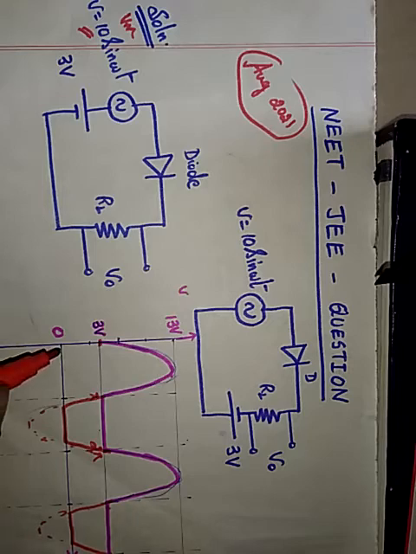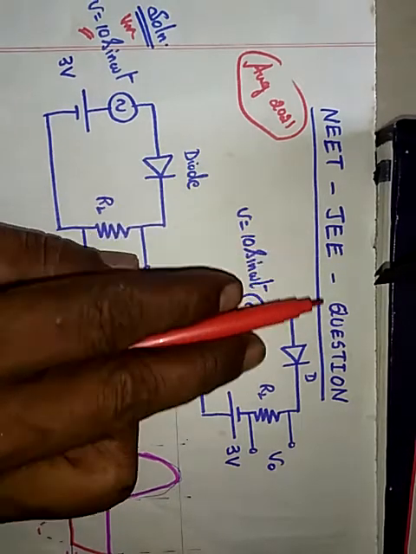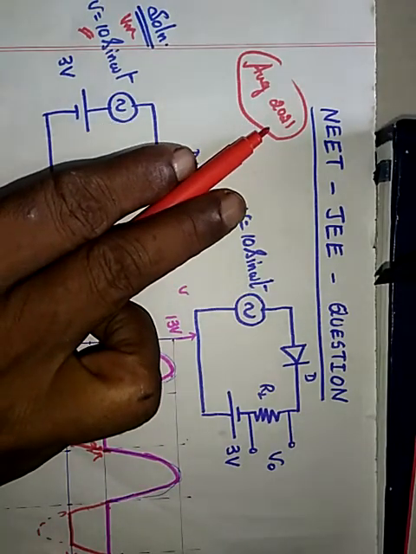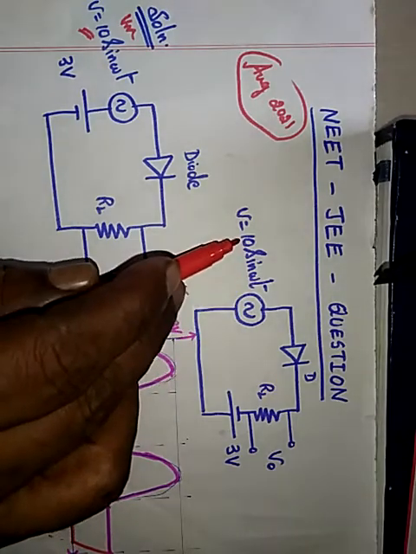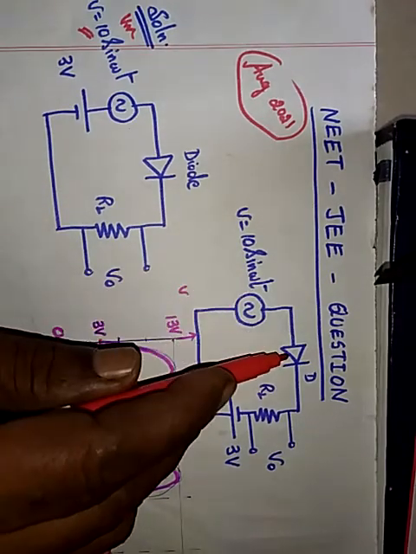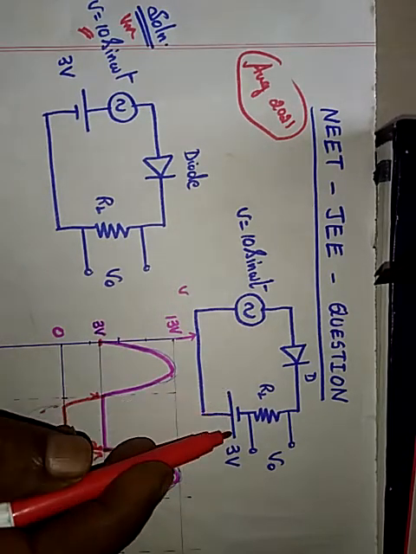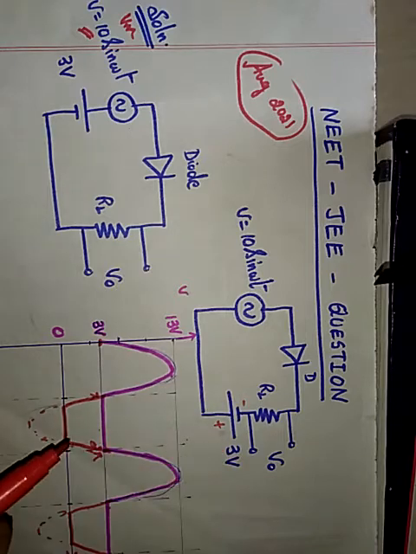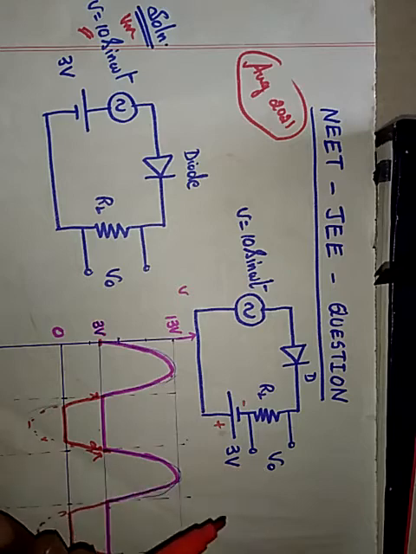Hello viewers, today we are going to solve a NEET JEE question which appeared in August 2021. The question is, we have an AC source, 10 sin omega t, connected in series with a diode, a load resistor and a DC source with polarity plus, minus, 3 volts. And we have to find the voltage across RL, V out.